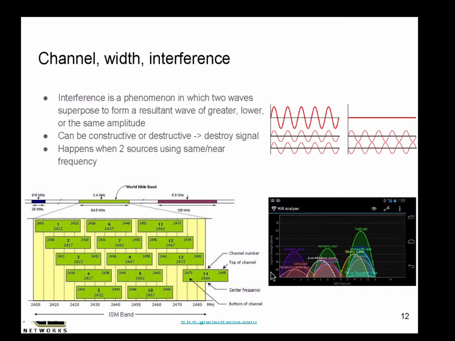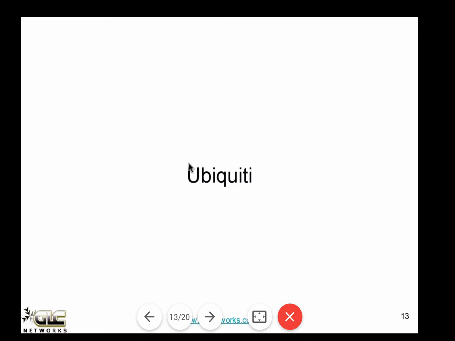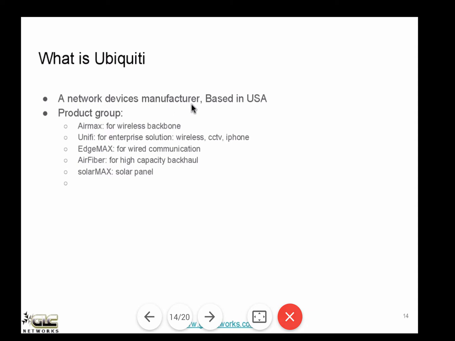All right, so let's continue with Ubiquiti. Ubiquiti is a network device manufacturer based in the USA. If I'm not mistaken, the headquarters is in San Jose, California. They have lots of products, but to make it easier to understand, they have several product groups.